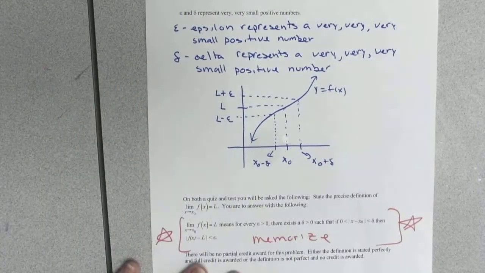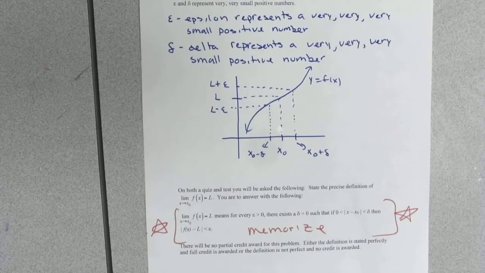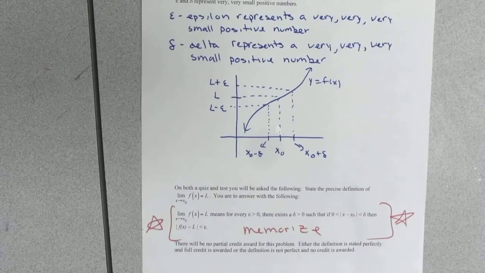That's all that we're going to do from this section. I'm going to ask you on a test and quiz to state that. You write it perfectly, you get all the points. You write it imperfectly, you get none of the points. And that's what it says down there. There will be no partial credit awarded. Either the definition is stated perfectly and full credit is awarded, or the definition is not perfect and no credit is awarded. You need to memorize that.